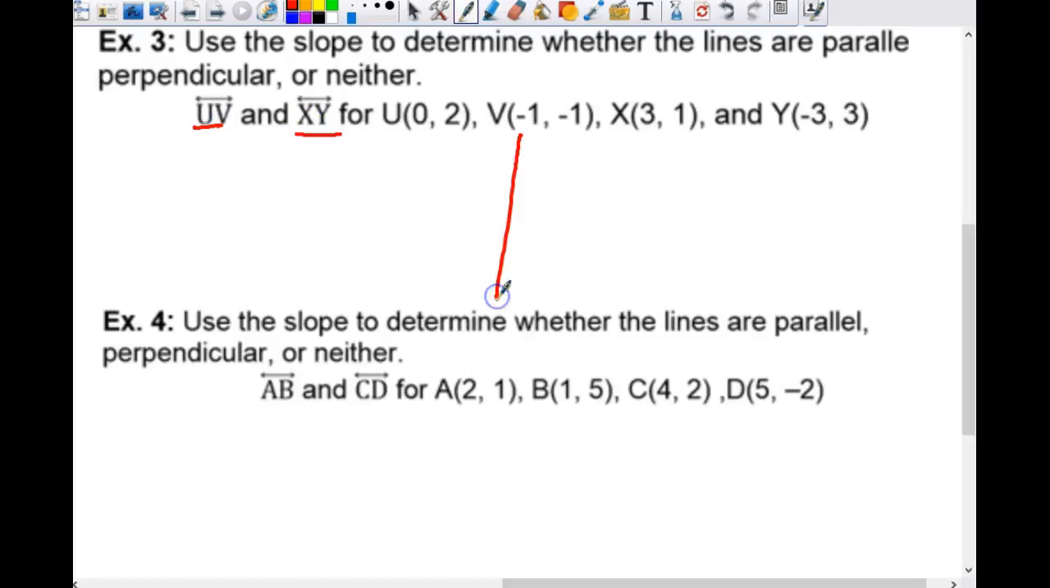So I'm going to draw a line here so we can separate those two lines. It's kind of like two problems in one. I know. Oh boy.